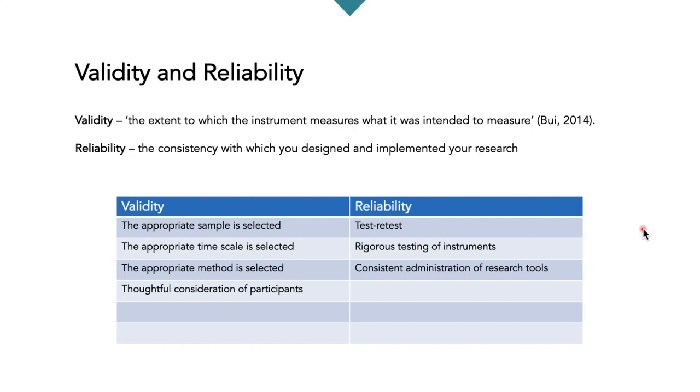Reliability is very similar but slightly different. As I said, there is overlap between the two. And reliability is really the consistency with which you design and implement your research. So whereas validity is more about the suitability, reliability is more about the consistency. So validity, think about it as a sort of suitability. As I said, reliability is more consistency.